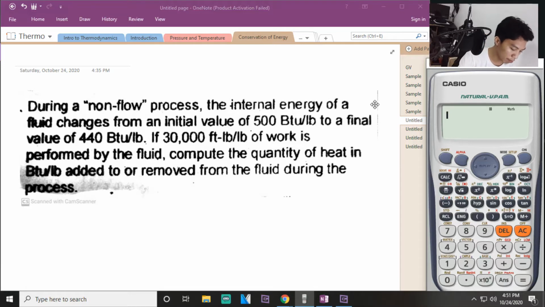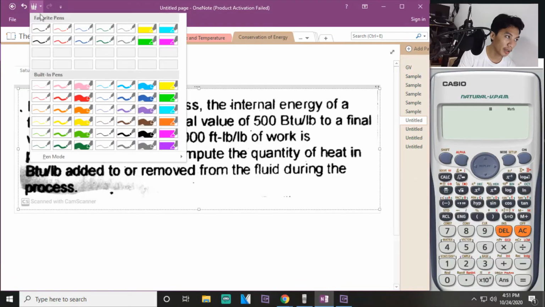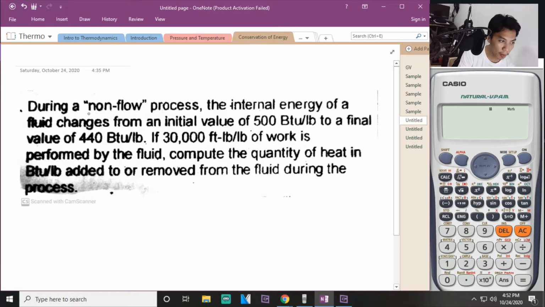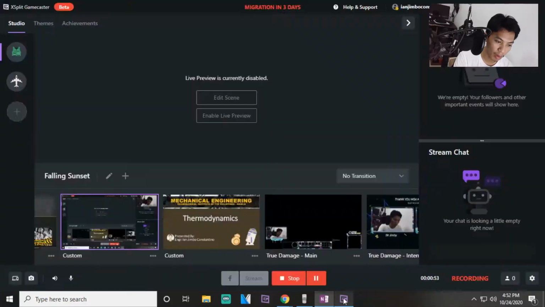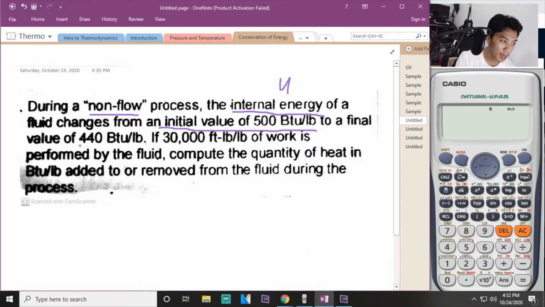Problem number 1, sabi niya, bigyan natin ng highlight. During a non-flow process, the internal energy, or the U, of a fluid changes from an initial value of 500 BTU per pound. So that is specific internal energy, to a final value of 440 BTU per pound. If 30,000 feet-pound per pound of work is performed by the fluid.